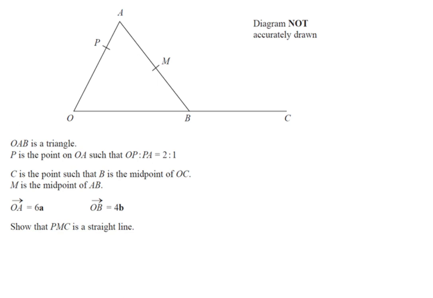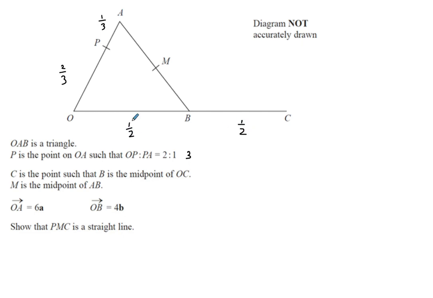OAB is a triangle. P is the point on OA such that OP to PA is 2 to 1. So again, total 3. So that's 2/3, and that's 1/3. Okay, good. C is the point such that B is the midpoint of OC. So we don't have vectors, so all we can write is a half.